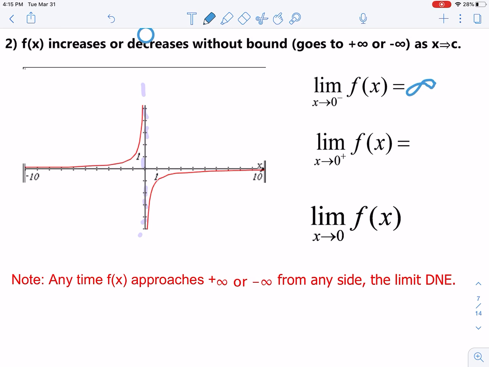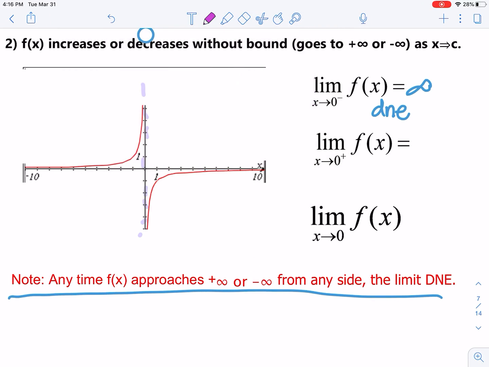Now infinity, trying to hold a cat and write at the same time now. Infinity is not a number, so it is appropriate to just say that the limit does not exist. That's fine. If you look at our note here, anytime f of x approaches plus or minus infinity from any side, the limit is said to not exist, because again, infinity is not a number, okay?